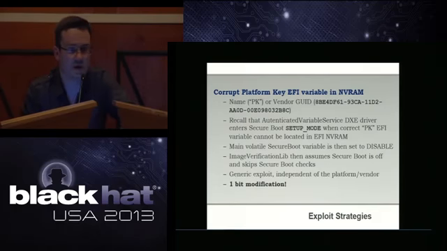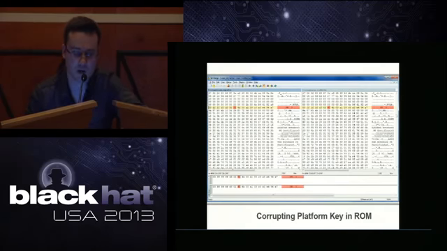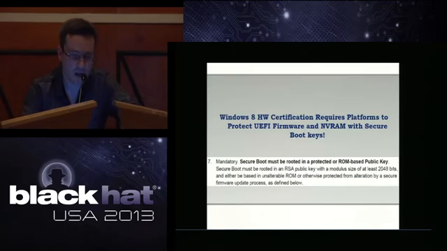And this is a pretty generic exploit. It's independent of the platform or the vendor or anything, and it's a 1-bit modification in the flash. So it's pretty simple. You can see on the left side the platform key for that ASUS system, and on the right side is the same platform key, but we just corrupted the name with 1 bit. We changed the PK name to @key. And the Windows 8 certification requirement states that secure boot must be rooted in a protected ROM or ROM-based platform key. Well, obviously it's not true.